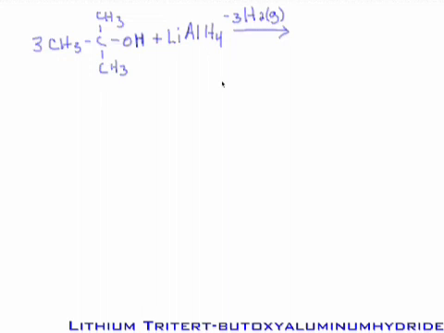But what else is attached? Well, you have your H attached to your aluminum. And then you have, of course, as you might guess, 3 tert-butyl groups.